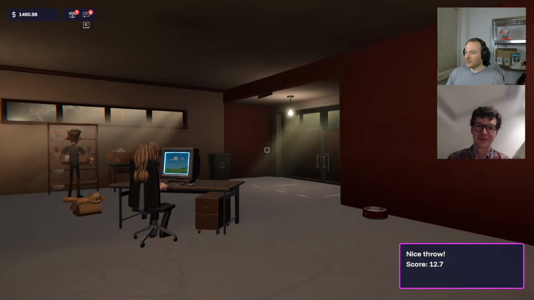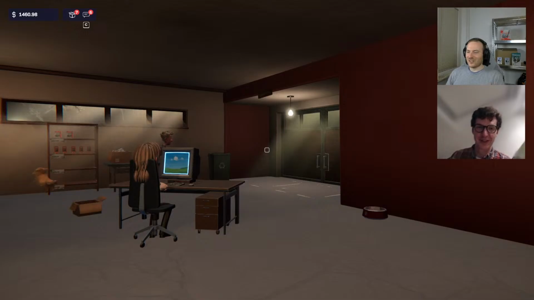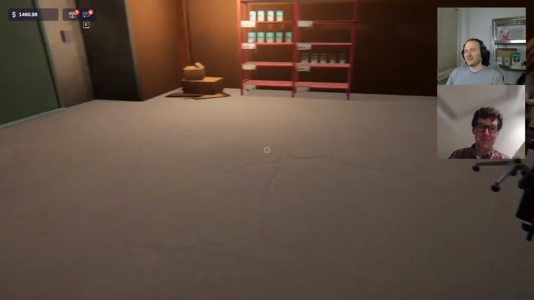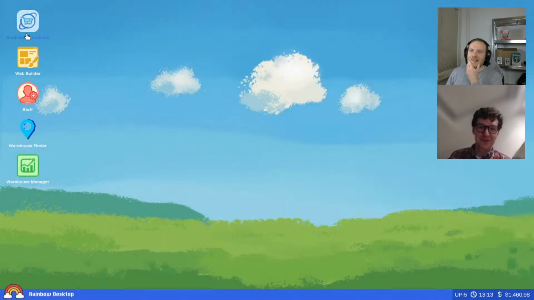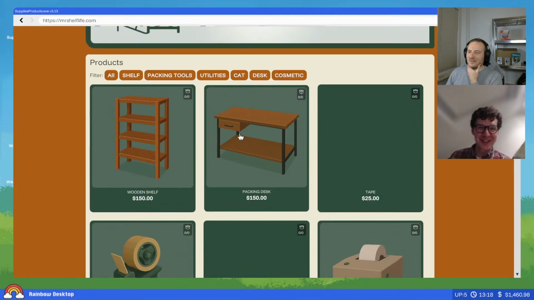12.7! Yes! Very impressive. That's a new record. Okay, I cheated a bit with the desks. Actually, is it cheating to use the desk?